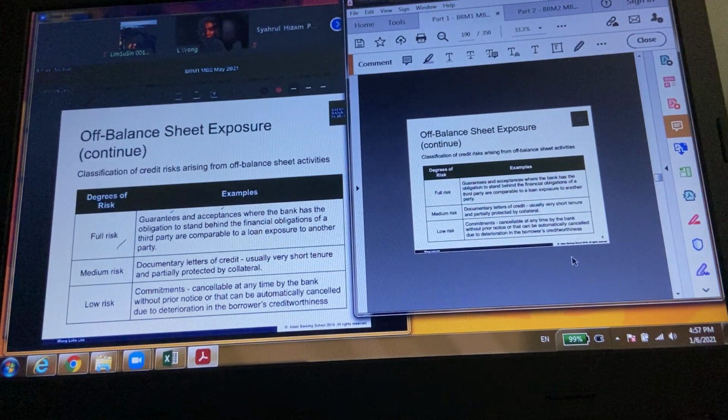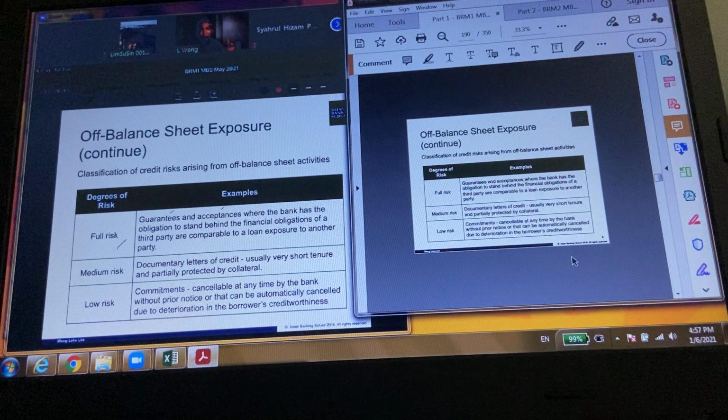The other one is called medium risk. What is medium risk? Medium is something like a documentary letter of credit, LC. LC is normally used for transactions involving goods. For example, if the customer imports goods from overseas, once the goods arrive, the bank will pay the money on behalf of the customer, then only claim it back from the customer.